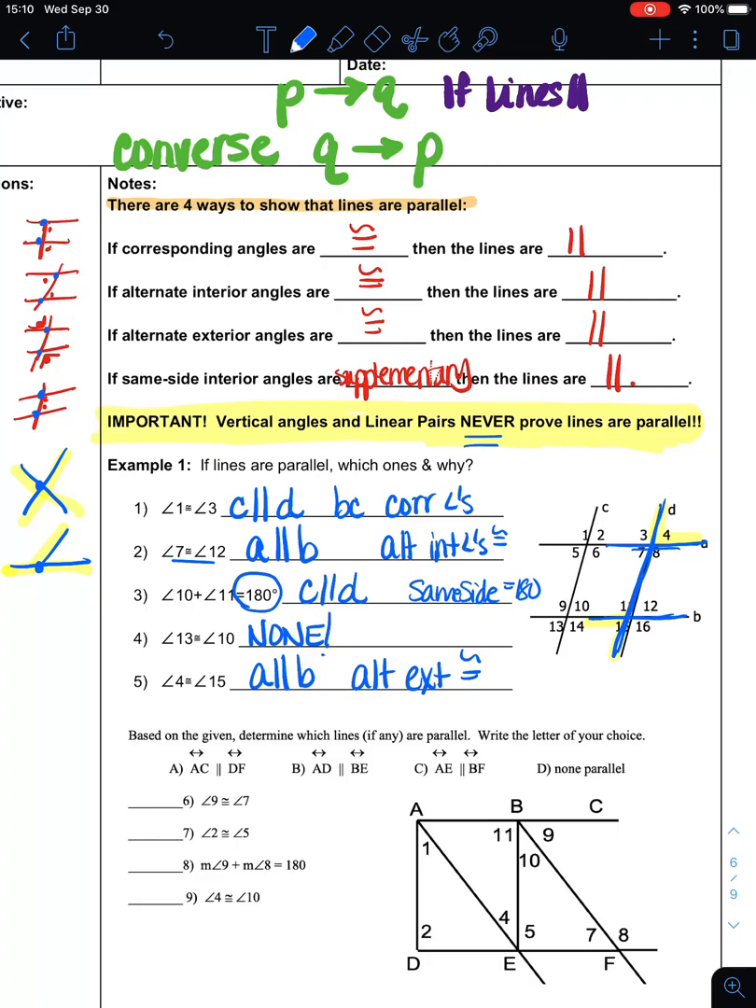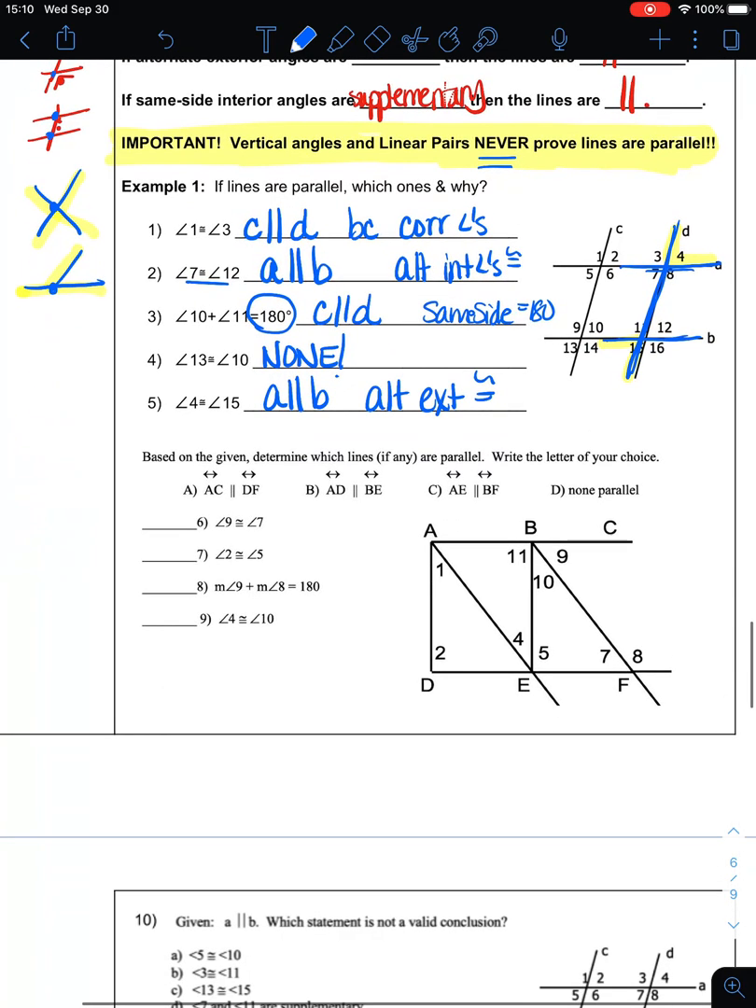So you're going back to the very first lesson where we learned how to isolate the 2 lines and the 1 transversal. That's what we're doing: we're looking for the 2 lines that go in the same direction, because those are going to be the ones that are parallel. So based on the information, let's determine if any of the lines are parallel.